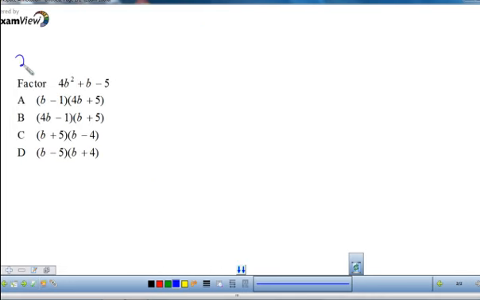For number 2, it says factor. Once again, it's a squared. The last term doesn't end in an x, so we're going to do guess and check. Two numbers multiplied together that give you 4b squared would be 4b and 1b. Two numbers multiplied together that give you negative 5 would be negative 5 and 1. I'm going to write it as positive 5 and 1 and negative 1.